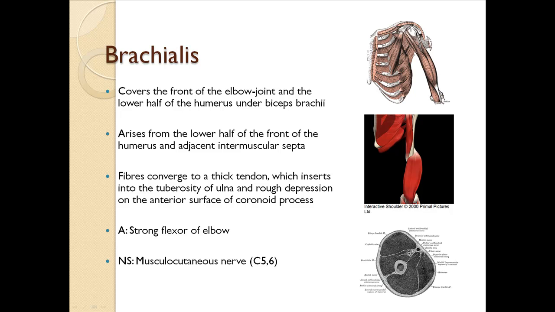It's the primary elbow flexor, and again its nerve supply is predominantly via the musculocutaneous nerve, C5 and C6, although the radial nerve may also innervate a portion; the lateral third or lateral half of the muscle may be innervated via the radial nerve.